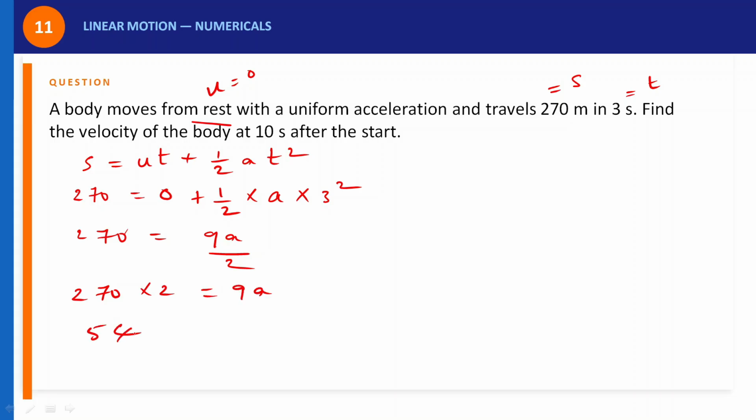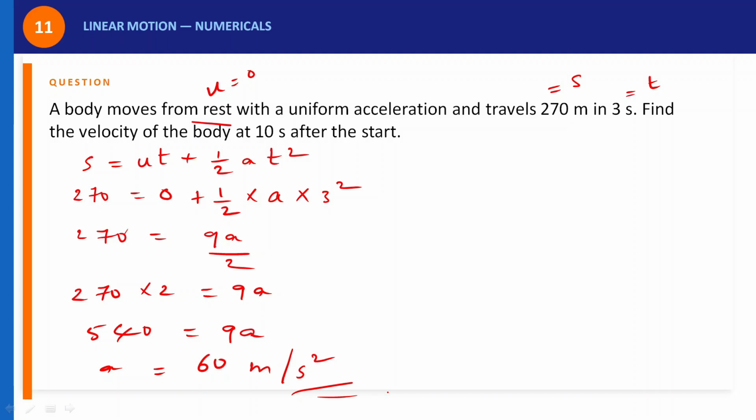540 equal to 9a. Then a equal to 60 meter per second square. So this is the acceleration with which the body moves.